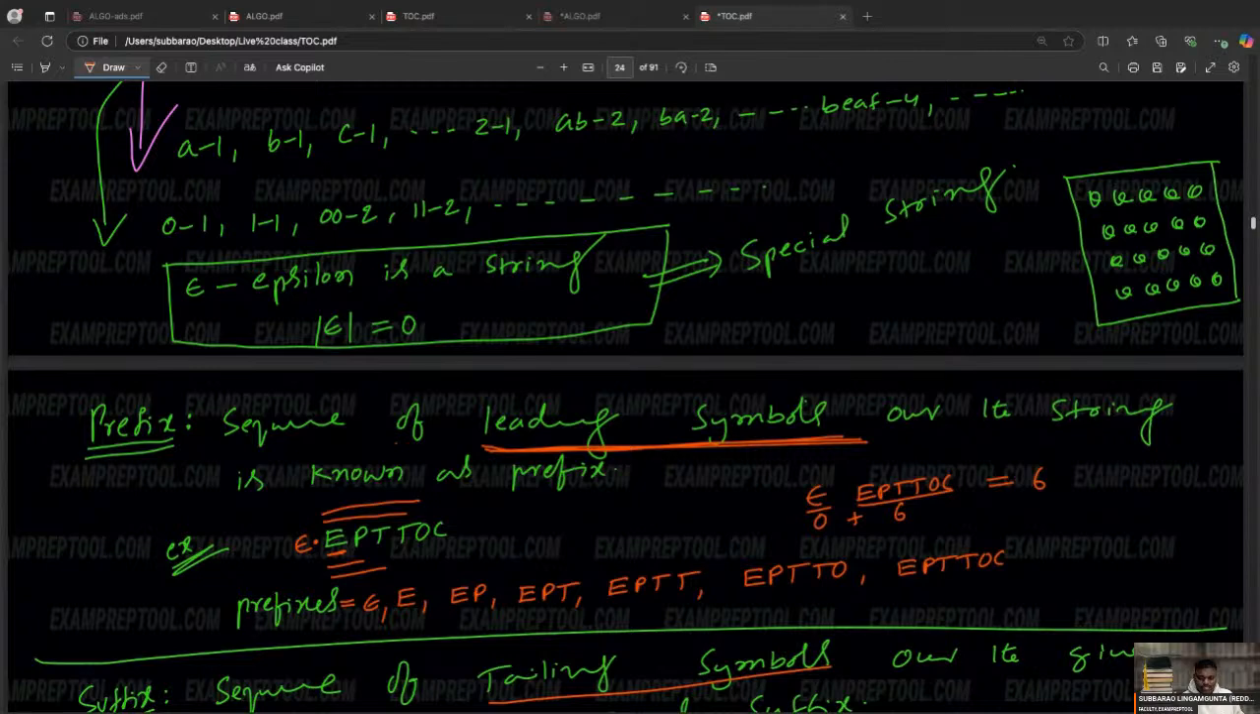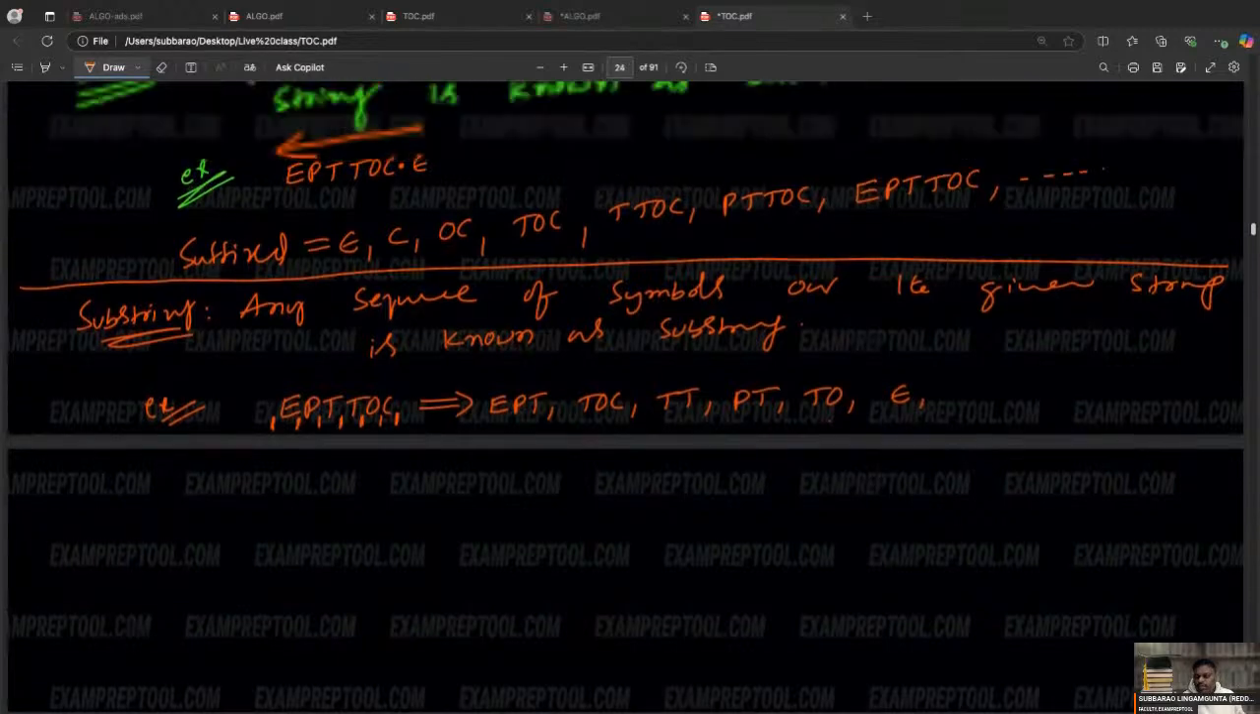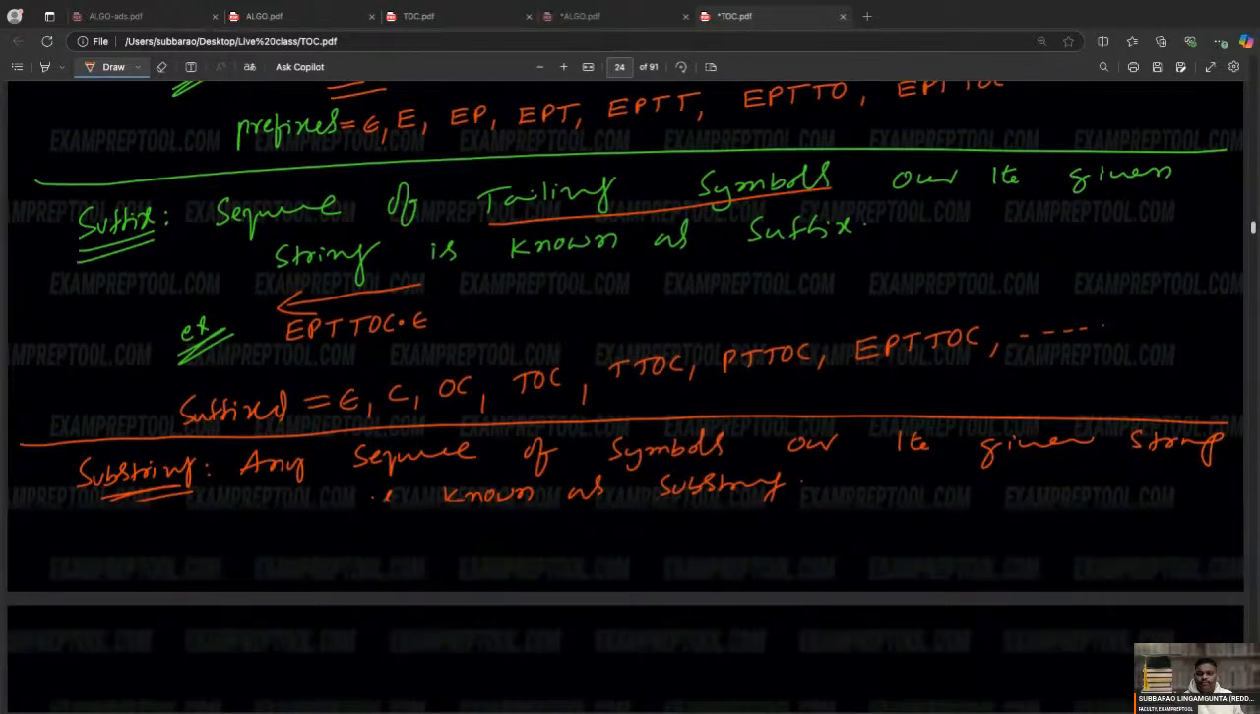So it is a special string. It is a prefix also, and a suffix also. Epsilon is a ghost. It can be anywhere. If anyone asks you, epsilon can be there at the starting. Epsilon can be at the ending. It can be anywhere. It is a ghost.